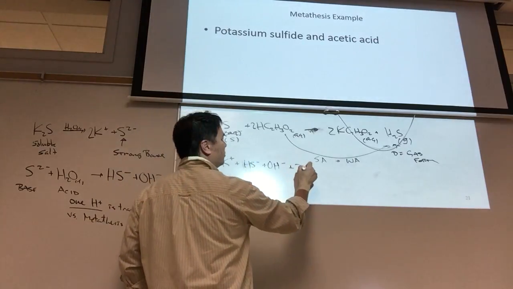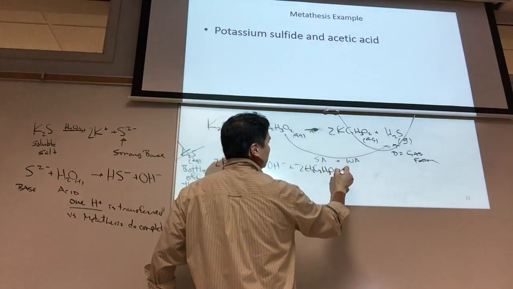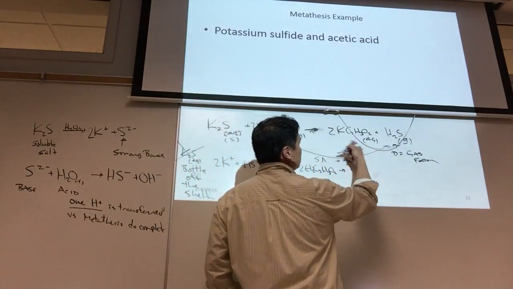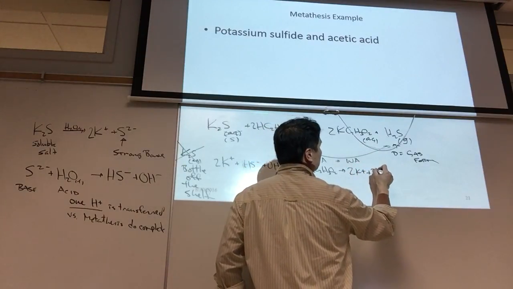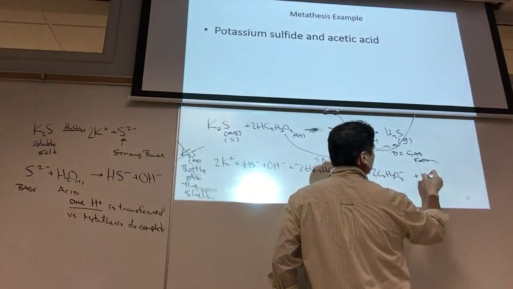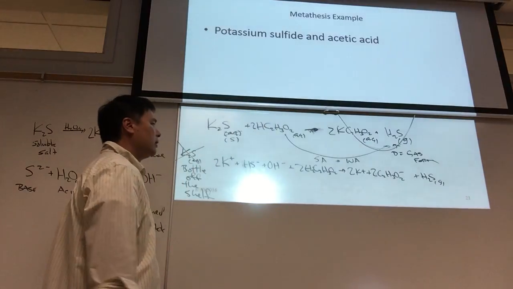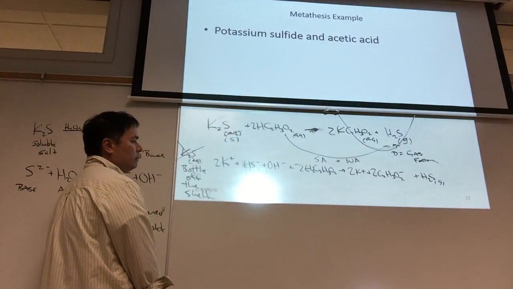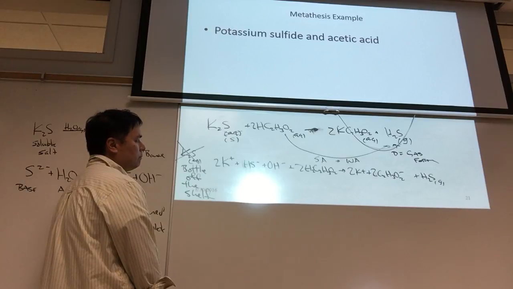For acetic acid, I wouldn't break that apart, so that just stays together. It's a weak acid. This is a soluble salt, so I'm going to form two potassium ions plus two acetate ions. And H2S is a non-electrolyte, or a weak electrolyte, so we just leave it alone. It depends on the gaseous or the aqueous state.